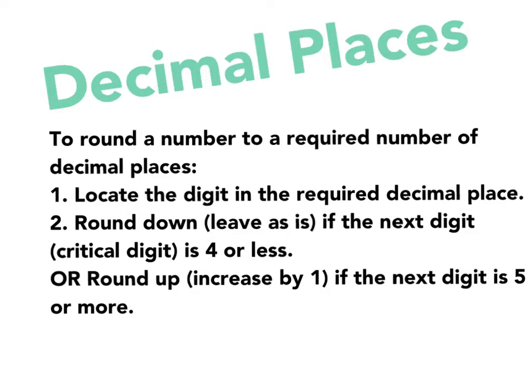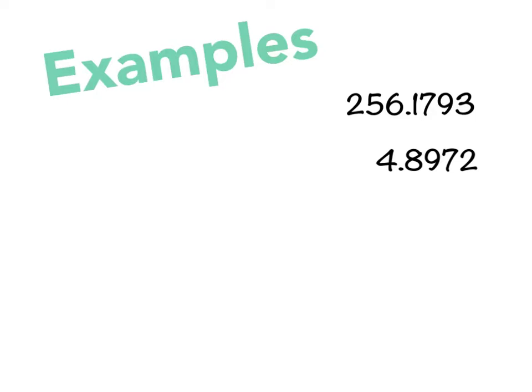Okay, when we're talking about rounding to a certain number of decimal places, how do we do that? If our question says, please round this number to 2 decimal places, you go to the figure in the second decimal place and you leave it as it is if the next digit to the right of it is 4 or less, or you round it up, increase it by 1, if the next digit is 5 or more. Guys, you've been doing this since Year 7, this shouldn't be too hard. So let's have a look at a few examples here.